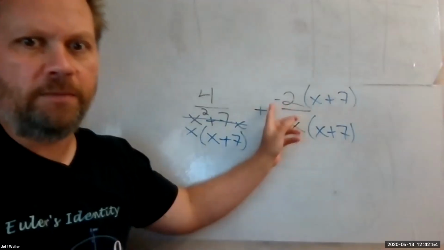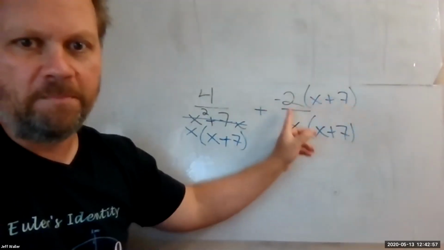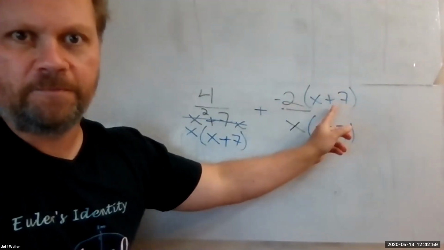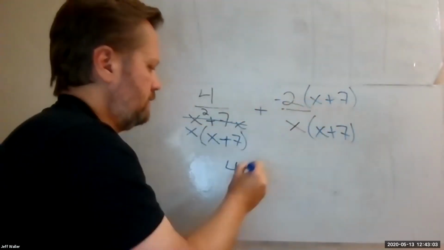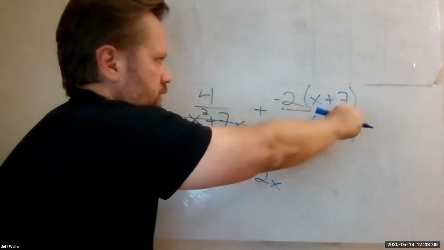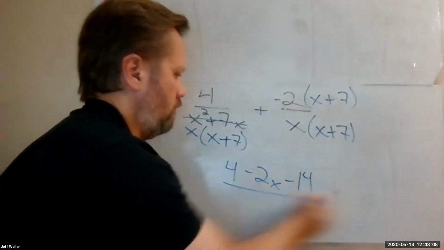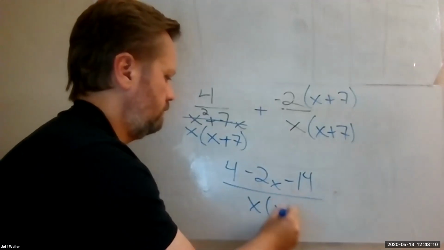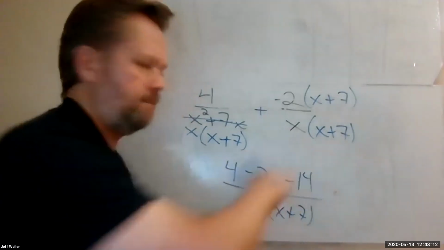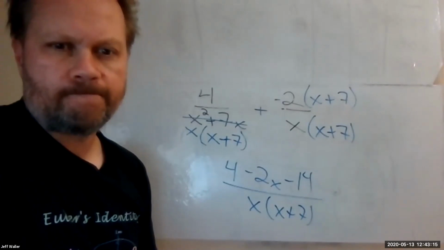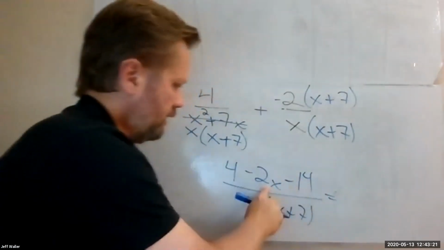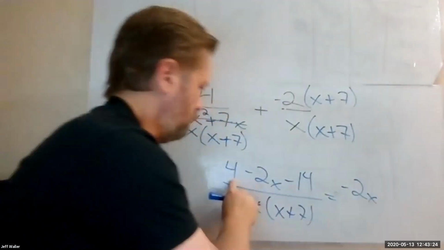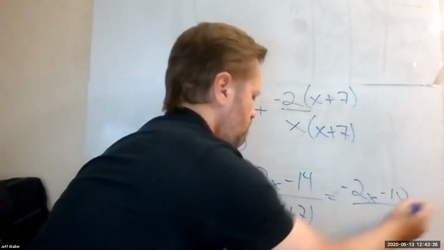So it shouldn't be plus 14. It should be minus 14 when you distribute that. So I'll get 4 minus 2x minus 14 over this, because they're both the same. And then you have -2x. 4 minus 14 is -10.